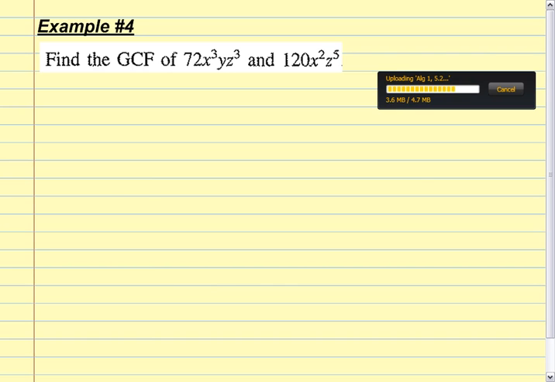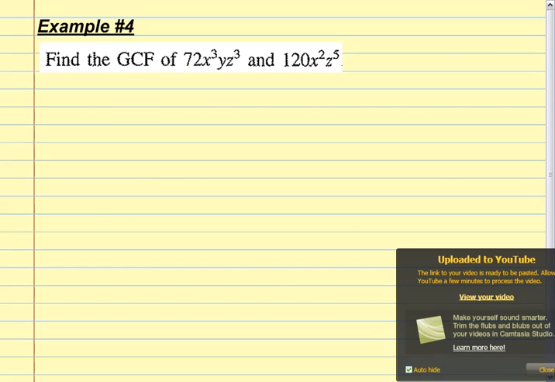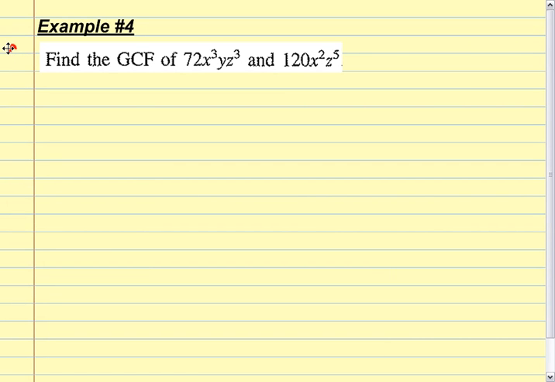Okay, folks, for example number 4, it says find the GCF of 72 x to the third, y z to the third, and 120 x squared z squared. Well, I think the easiest way to do it is the way Miss Potter taught me. I could prime factor them and find all the common prime factors and then multiply that to get my greatest common factor. But honestly, I like doing the latter method.